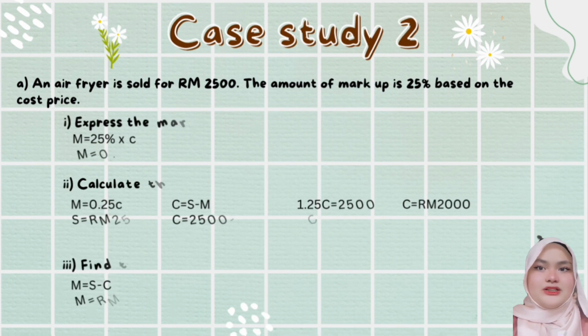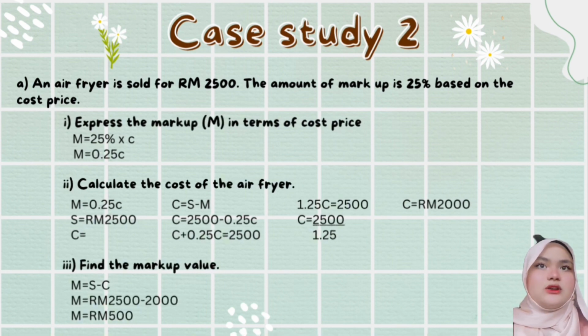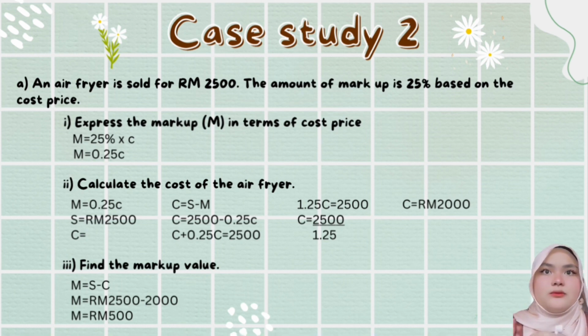Case study 2, retailing mathematics. An air fryer is sold at 2,500. The amount of markup is 25% based on the cost price. Question number 1. Express the markup M in terms of cost price. I use the formula M equal to the amount of markup, which is 25%, multiplied by the cost price, replaced by capital C. 25% converts to decimal digits. The answer is M equal to 0.25C.